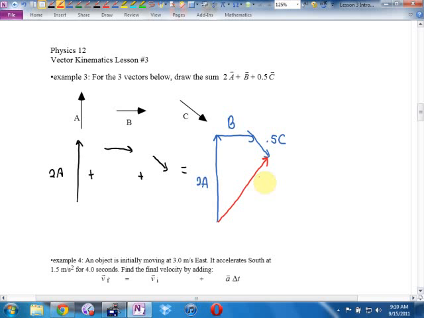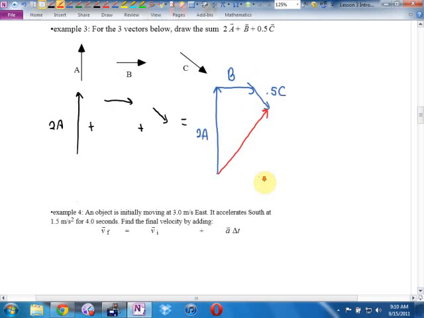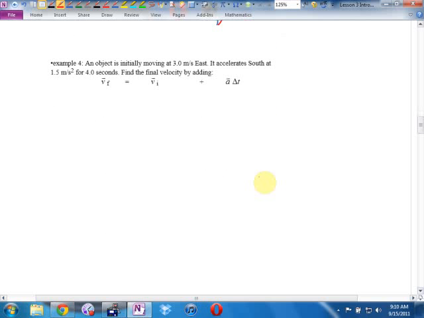We can also do vector arithmetic with our equations. So it says this. An object is initially moving at 3 meters per second east. Did we all just turn the page? Then I'm drawing a compass. North, east, south, west. So it's initially moving at 3 meters per second east. It accelerates south at 1.5 meters per second squared for 4 seconds. Find the final velocity by adding, VF equals VI plus AT. Now that's the equation that we know and love, but now we're going to do it vectorially.